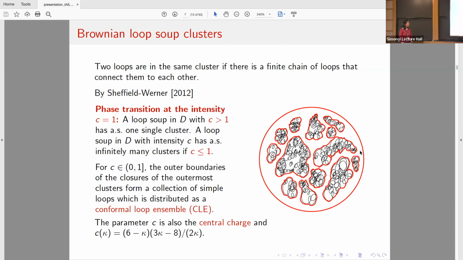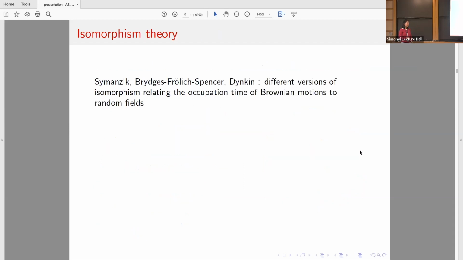So usually we look at simply connected domains. Now I'm going to another aspect of the Brownian loop soup, which is focused on the local time field of the Brownian loop soup.